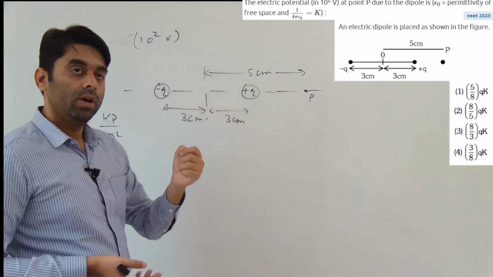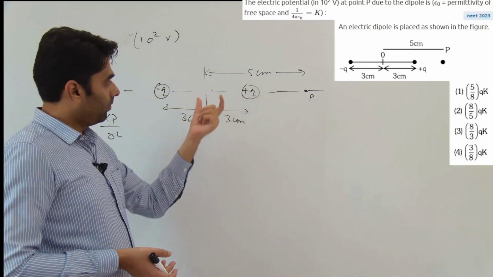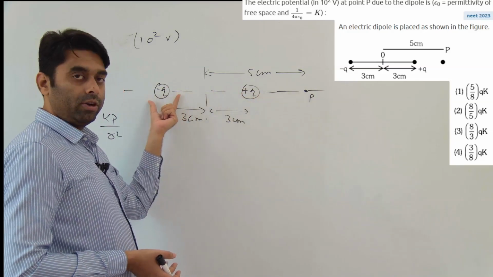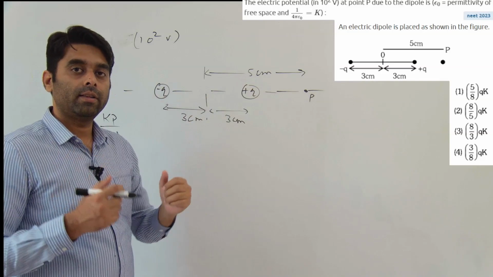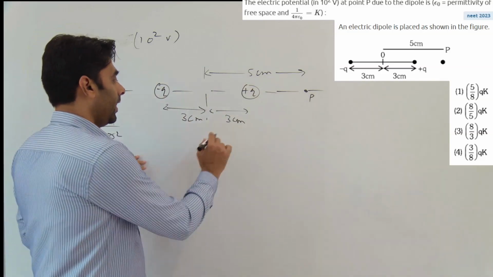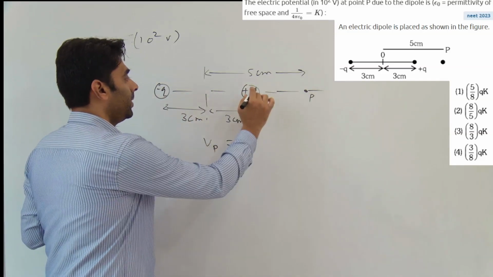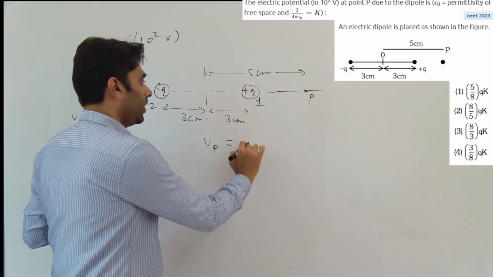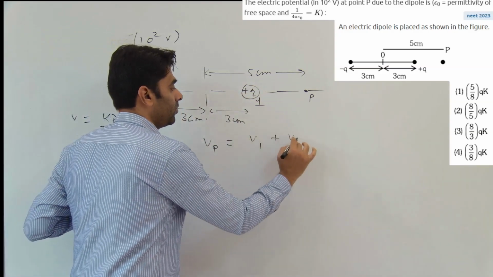What will we do now? We will first find the potential due to this positive charge at point P, find the potential due to the negative charge at point P, and then get the net potential. So what can we write? Let us name this as 1 and this as 2. Potential at point P will be potential due to charge 1 plus potential due to charge 2.